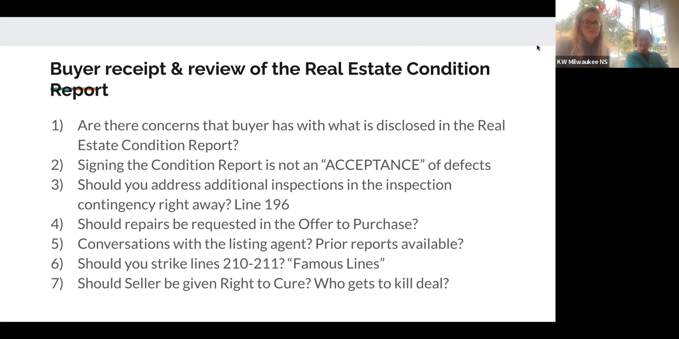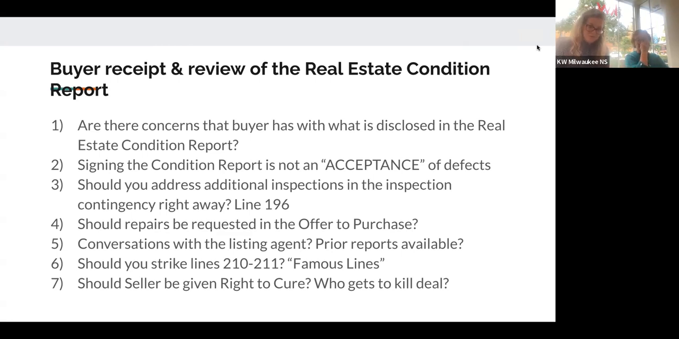And then I'm going to go to 7 first. Should seller be given the right to cure in the offer to purchase? We'll get to right to cure a little bit later. I'm not going to go into it in depth, but it depends on if you're in competition, and on the nature of the issue that was disclosed. This crack could turn into a $20,000 fix that the buyer might say, I don't care if seller is willing to fix it. I want to have the opportunity to kill the deal. I don't want to give them the right to cure. I want to put the ball in my court to kill this deal if it's something large enough that I'm not comfortable moving forward on.